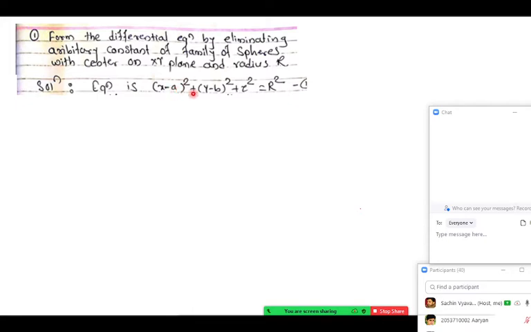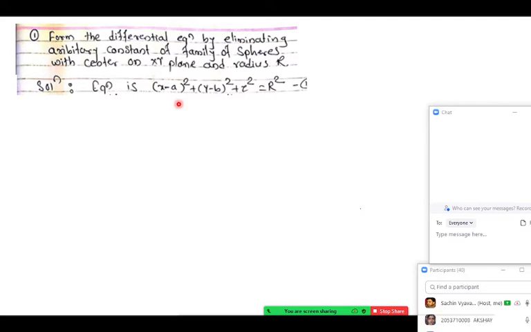Now our aim is to eliminate a and b and form the partial differential equation. So I want to differentiate this equation 1 partially with x. Can anyone tell me what will be the derivative? What should the derivative be? 2 into x minus a.